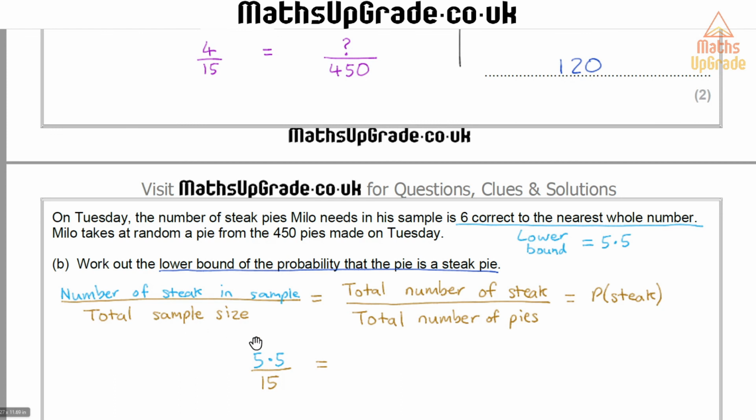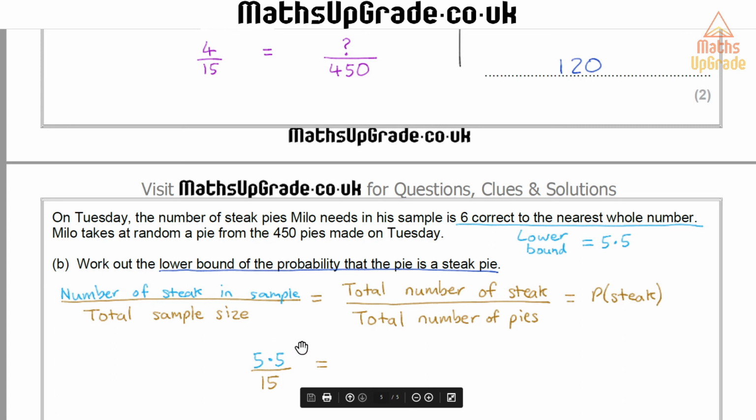The total sample size is still 15. And I need to work out this probability here, which is the total number of steak divided by the total number of pies. That's the probability of picking a steak pie. So 5.5 over 15, I need to work that out. I can leave it as a fraction, decimal or percentage since it's probability.